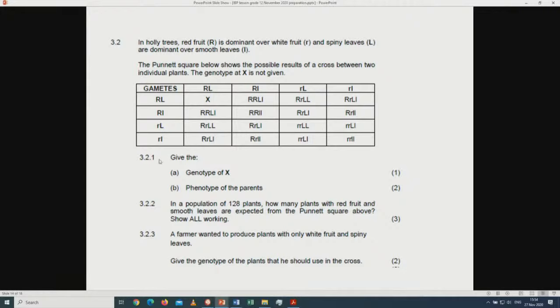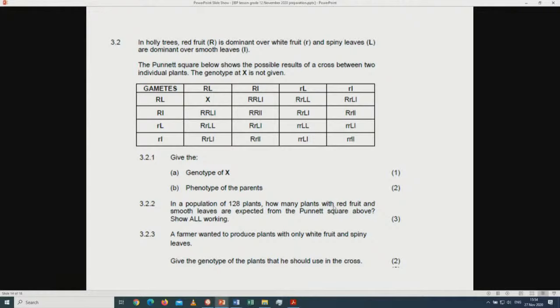And then here it requires a calculation: in a population of 128 plants, how many plants with red fruit and smooth leaves are expected? Now what you do, you go to the table and determine, based on the information that you are given here, the calculation, how many are there, and then you divide by the total number, which is 16.